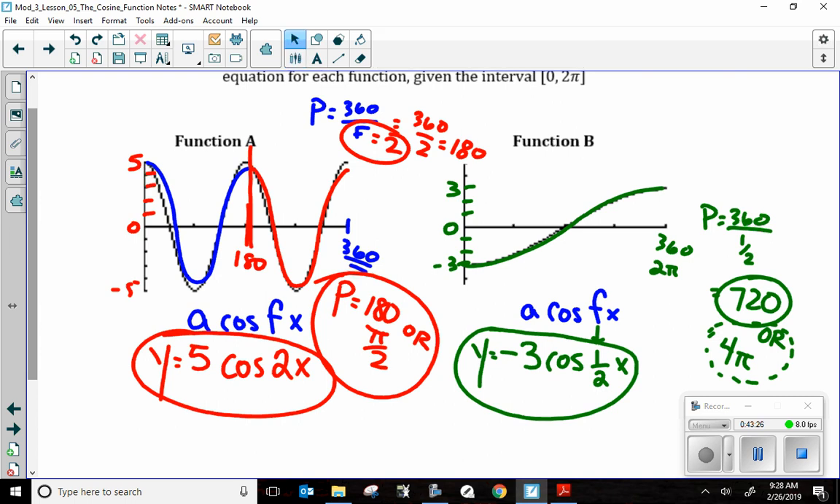Not too bad. I went through those kind of quickly, but these are all based on things that we're learning and we should have known. We use the same kind of ideas and structure that we use for graphing and coming up with equations for sine that we do for cosine.